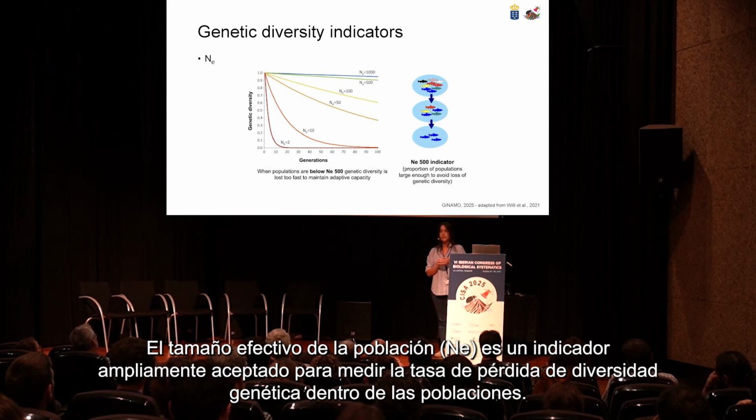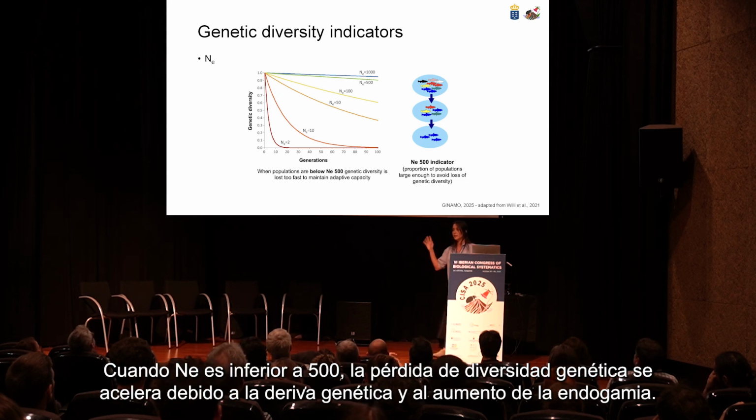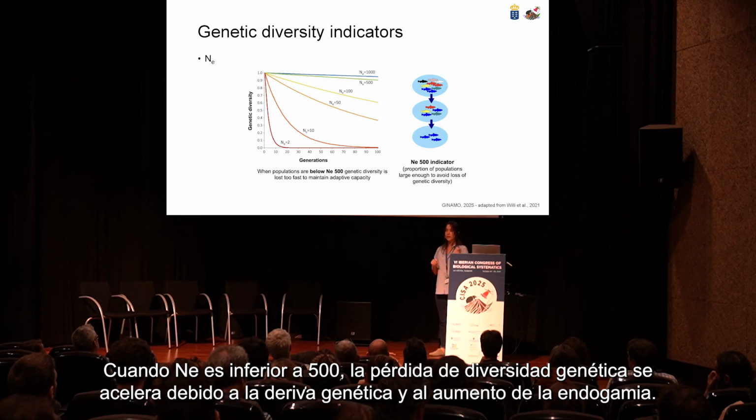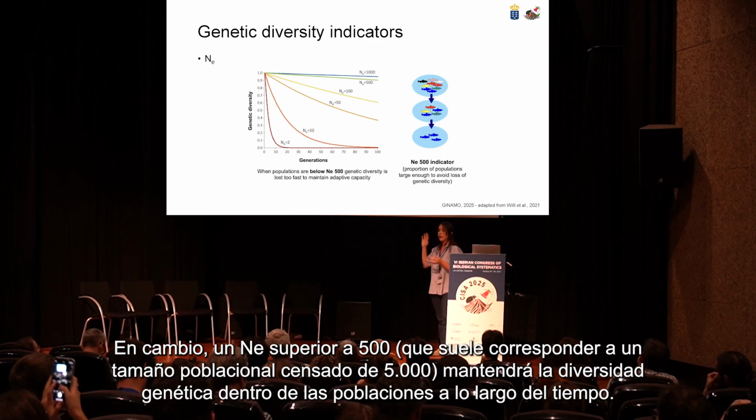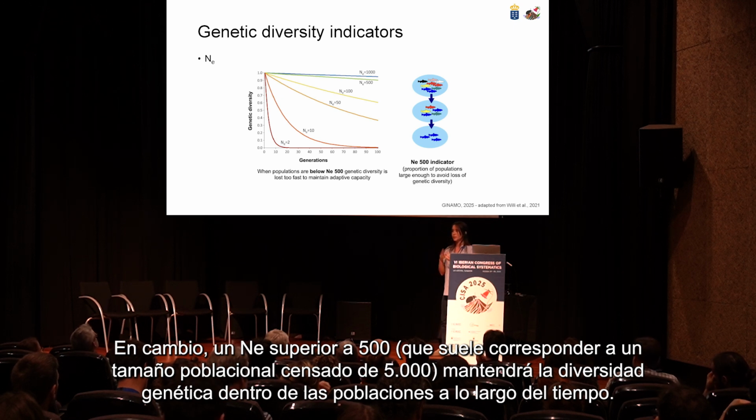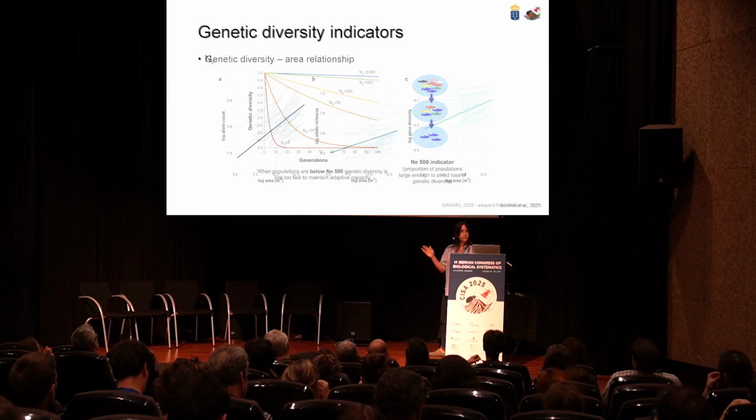Following, effective population size is another very well-established indicator that refers to the rate of loss of genetic diversity within populations. So when effective population size, or Ne, is below 500, we can expect an increase in genetic diversity loss via genetic drift and an increase in inbreeding. And this will impact the ability of species to adapt via natural selection. However, when Ne is equal or above 500, this is usually taken as a threshold for a suitable population size that will maintain its genetic diversity over time.